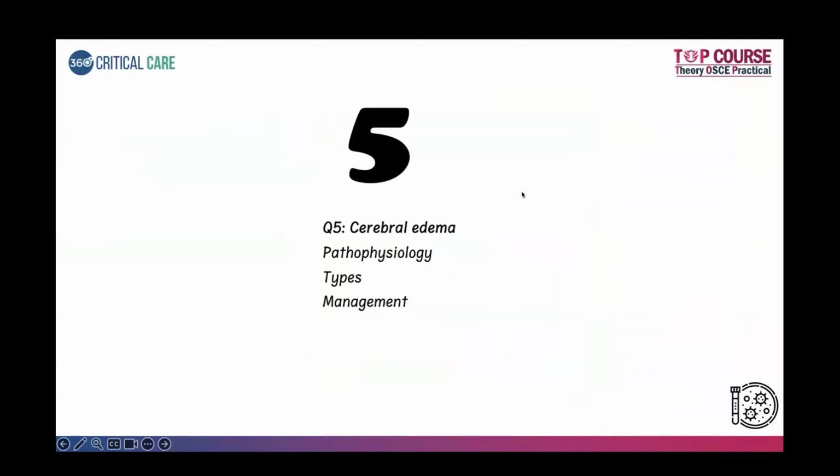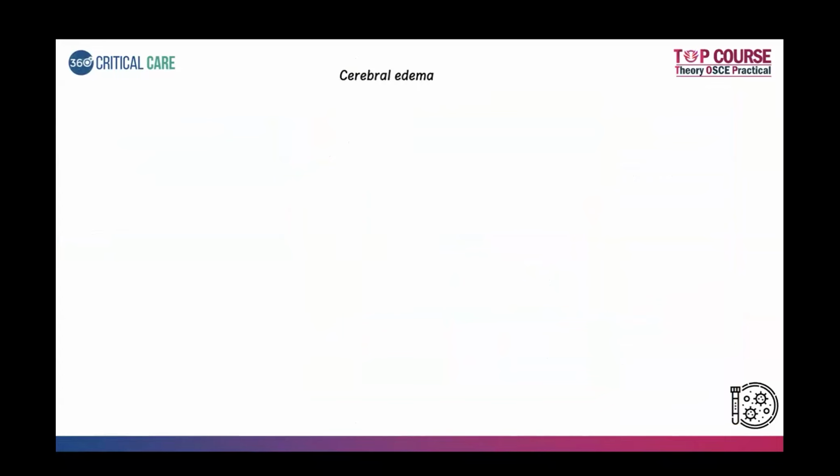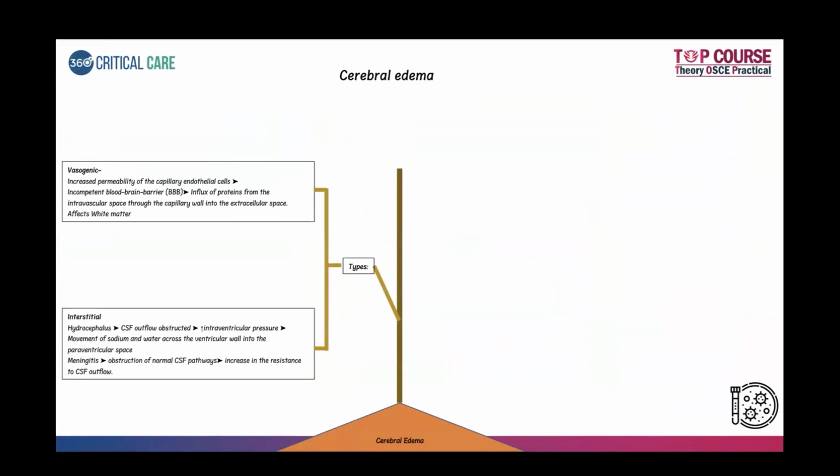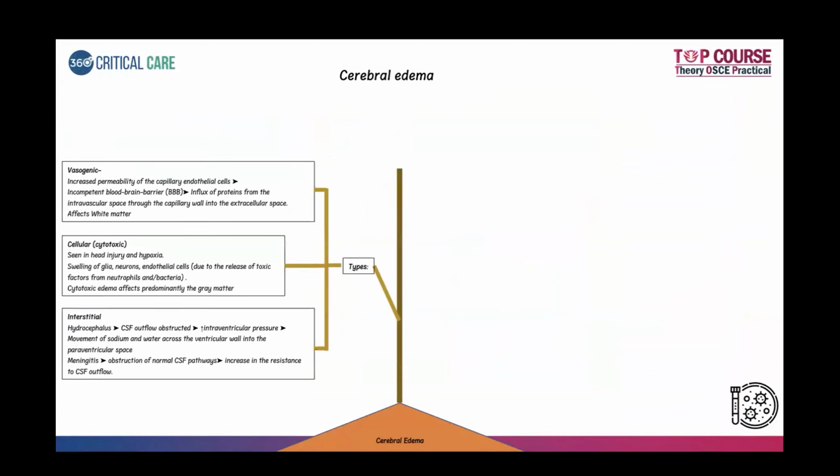Okay. I think this is the last one we'll talk about. Cerebral edema. Again, they can ask about the pathophysiology of cerebral edema, types of cerebral edema, and management. I think all of us who are working in a neurotrauma unit know about the management of cerebral edema, but the main thing is how to put it on paper. Cerebral edema, what are the types of cerebral edema? Now, there are at least three known types of cerebral edema: vasogenic, interstitial, and cellular.